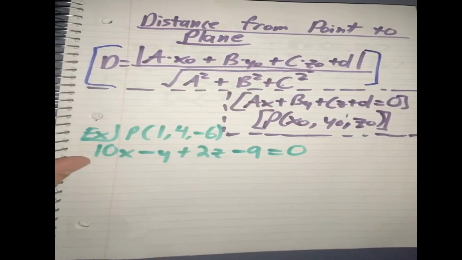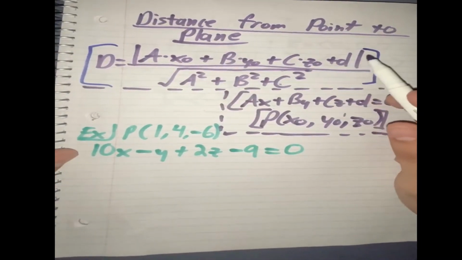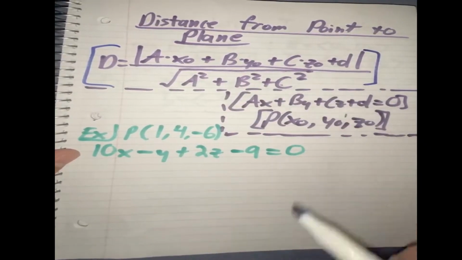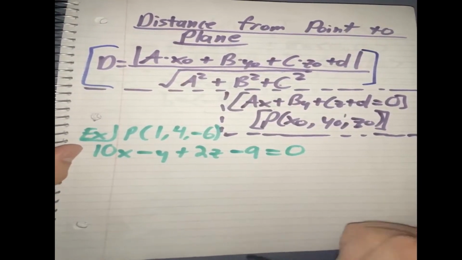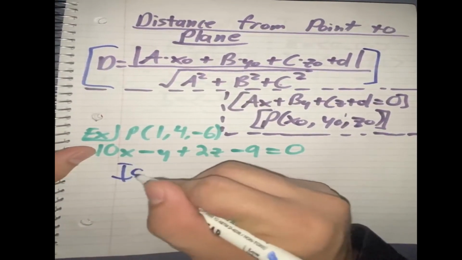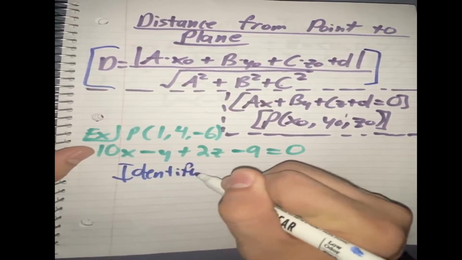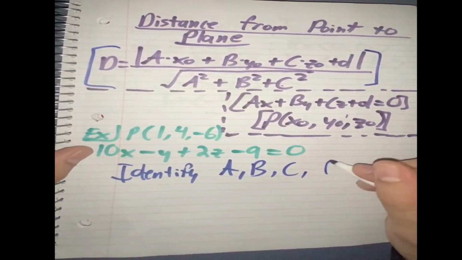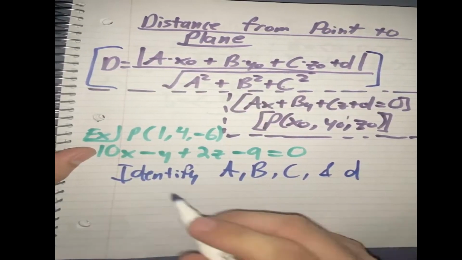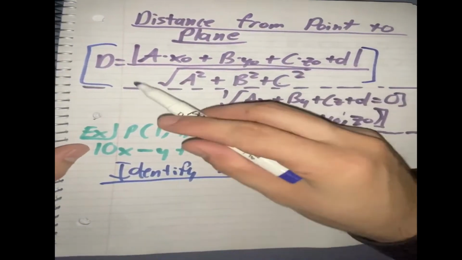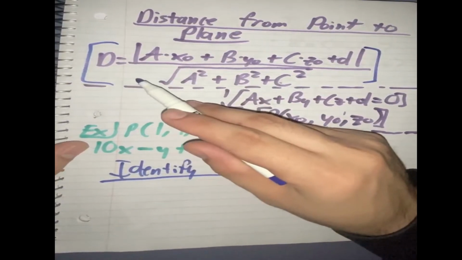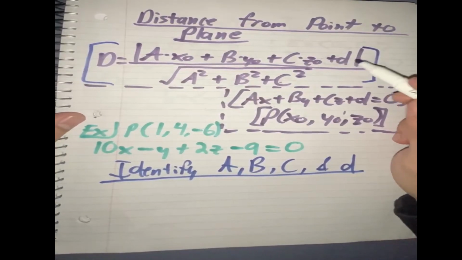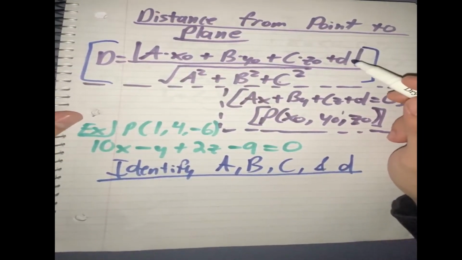Is a times x naught plus b times y naught plus c times z naught plus d, divided by the square root of a squared plus b squared plus c squared. So now without further ado, the first step is to identify our a, b, c, and lowercase d. Why lowercase? Because capital D is for distance, and lowercase d is whatever constant you have for your plane.